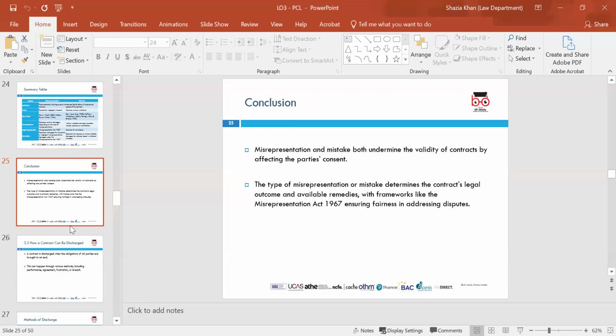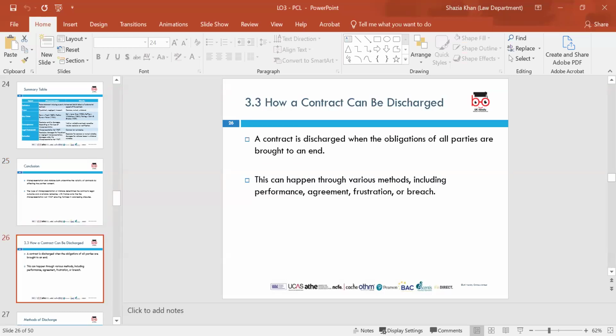So in conclusion, misrepresentation and mistake both undermine the validity of contracts affecting the parties. The type of misrepresentation or mistake determines the outcome of the contract and what remedies are available under the Misrepresentation Act, because the courts need to take that into account to make sure that everything is fair in addressing any sort of disputes, and also making sure that the affected party is treated fairly. So the courts have to take every individual case on its own merit.